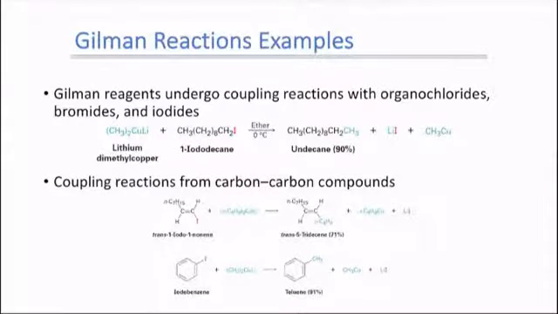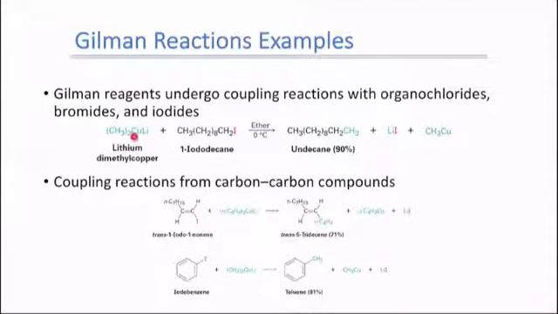Gilman reagents can undergo a couple types of couplings. The first type of coupling it can undergo is with alkyl halides. So Gilman reagent will react with our alkyl halide to form a longer alkane chain. And so this is very useful for forming carbon-carbon bonds, because I can take my alkyl halide and my Gilman reagent, and now I've extended the chain for the alkyl halide.